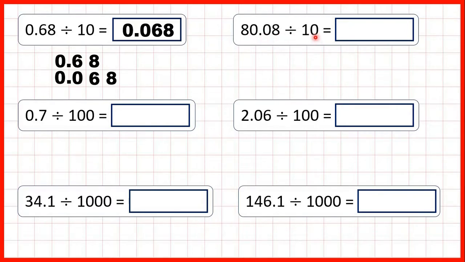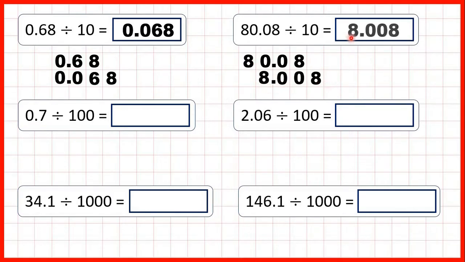Now we have 80.08 divided by 10. So we write the number out and copy down the decimal point. We're dividing, so digits are moving to the right, and dividing by 10 means we need to move the digits one square. So we can copy down this 8, 1 square to the right, do the same with this 0, with this 0, and with this 8. So that gives us our answer, 8.008.